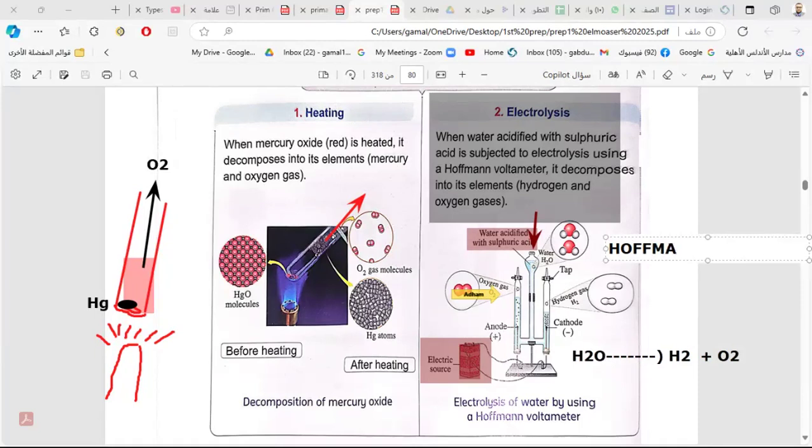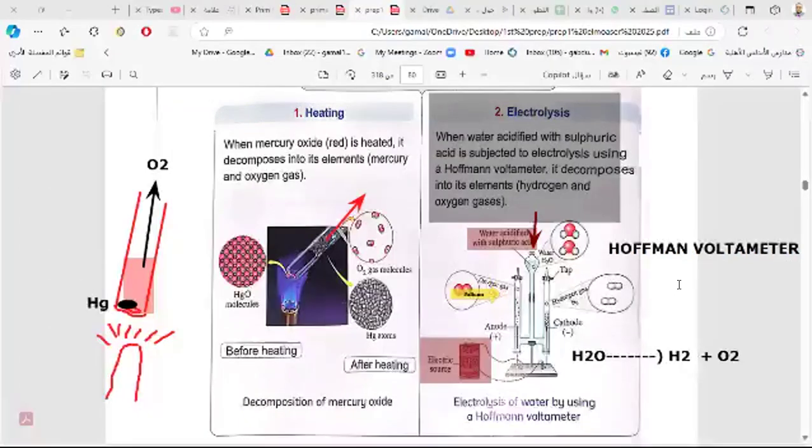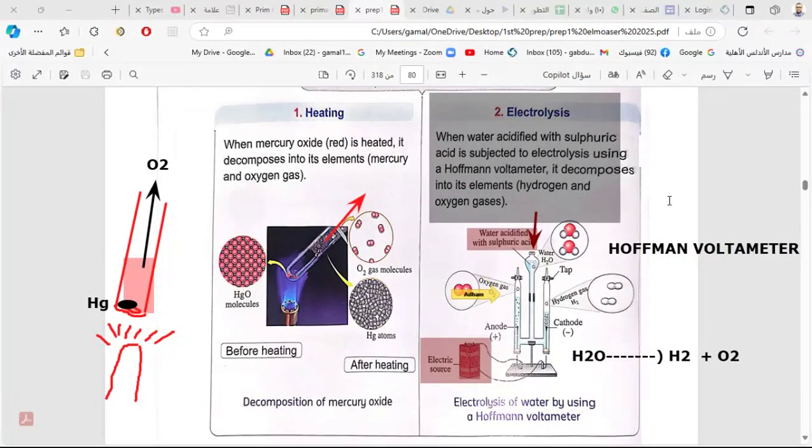And this is called the Hofmann voltameter. What is it called? The Hofmann voltameter. This device is called what? The Hofmann voltameter, the device which is used in separating hydrogen from oxygen in water. The device which is used in water electrolysis. What is the name of this device? Your answer will be what? Hofmann voltameter.